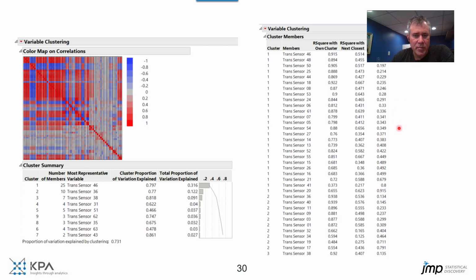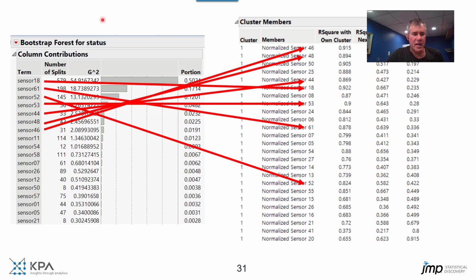Let's compare this with the bootstrap forest. Here on the left, we have the column contributions from the bootstrap forest model that you should be familiar with by now. And on the right, we have the list of members of that largest cluster of variables. If we look closely, we'll see that the top 7 contributing terms all happen to belong to this cluster. I'm going to hypothesize that this set of 25 columns are all related to some underlying mechanism that causes the units to pass or fail.